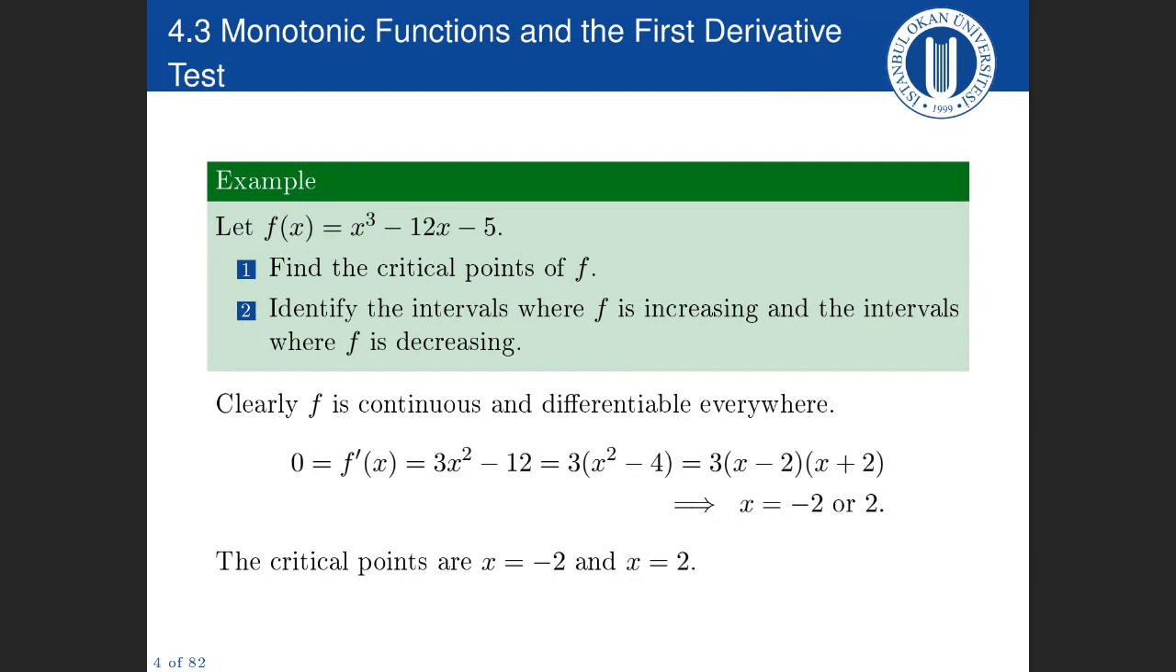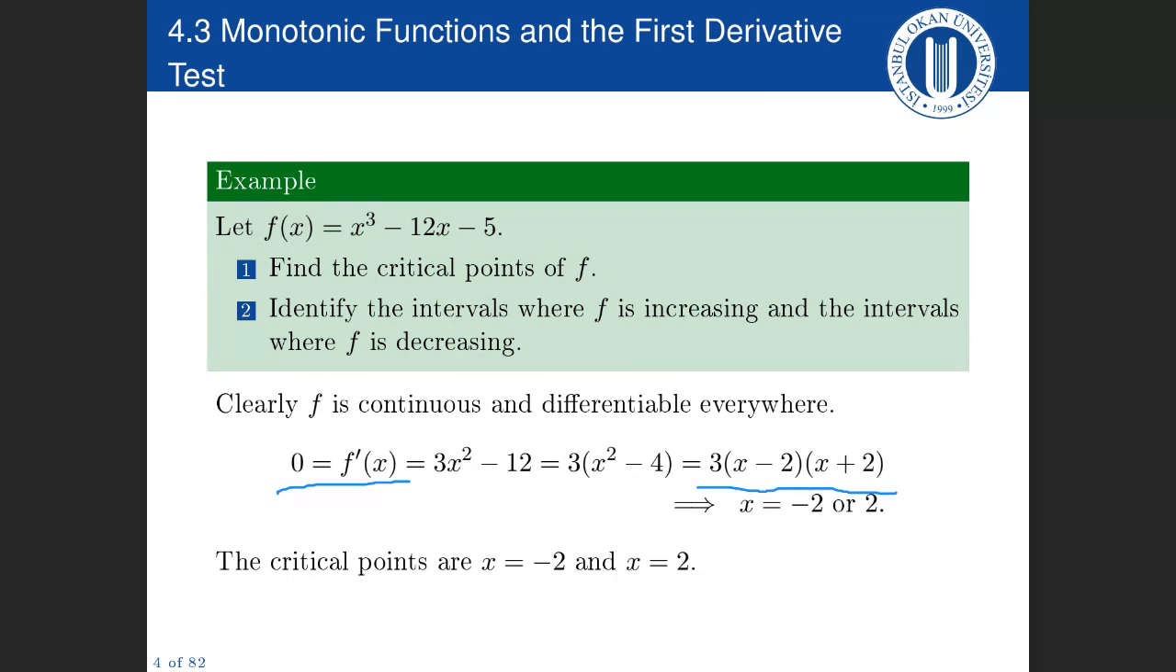So we're looking for places where f prime of x is equal to 0. This is where we start. This function's easy to differentiate, and then we can factor to 3 times x minus 2 times x plus 2. How can we make this 0? This is 0 if x is minus 2 or if x is 2. So the critical points must be x equal to minus 2 and x equal to 2.